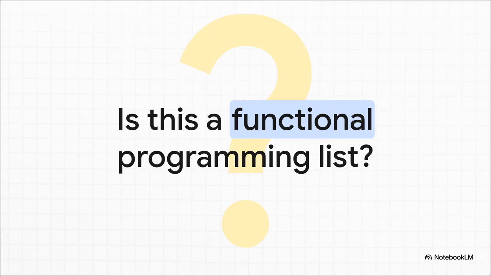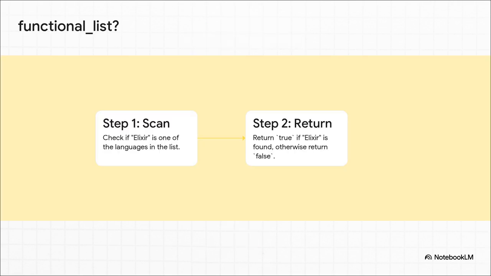Okay, but counting is just one kind of question we can ask. What if we want to search for something really specific? Like, how could we check if the language Elixir is actually in our list of functional programming languages? We could actually build our own little custom tool for that. We could call it something like functional_list?. And the logic would be dead simple, right? Step 1, scan through the list and see if you can find the word Elixir. Step 2, if you find it, return true. If you get to the end and you haven't found it, just return false. A perfect little tool for checking if something's a member of the club.